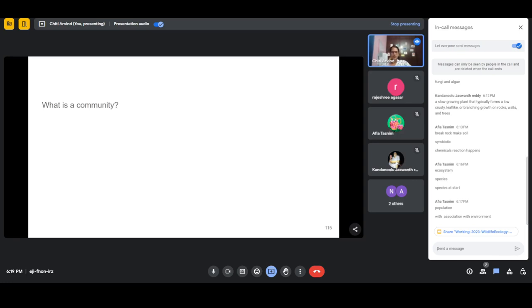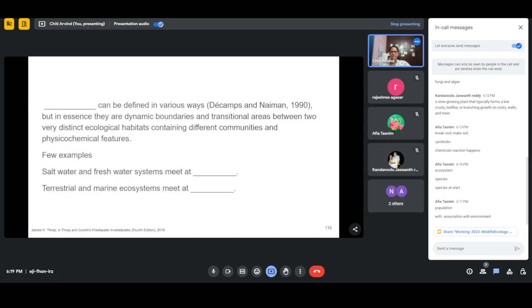All right. So I hope everybody knows what a community is now. All right. So you have to fill in the blanks out here. So what does it say? Dash can be defined in various ways, but in essence, they are dynamic boundaries and transitional areas between two very distinct ecological habitats containing different communities and physiochemical features. Does anyone know? This is a terminology used in ecology. What terminology fits out here?